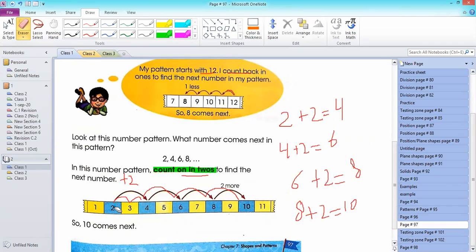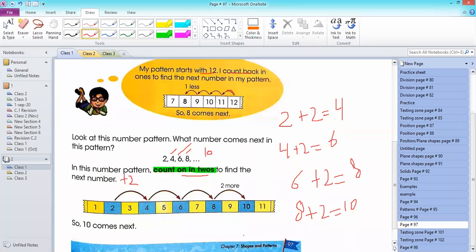You can also look here. This is 2. When you count 1, 2, it becomes 4. The next number is 4. Again count 2: 1, 2, 6. Again count 2: 1, 2, 8. So what should be next? Count 1, 2. It should be 10.